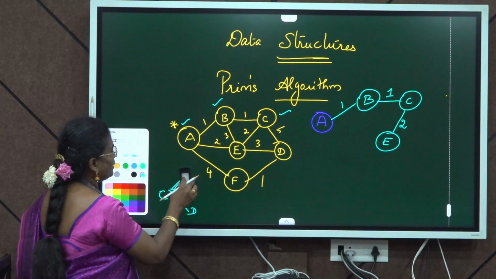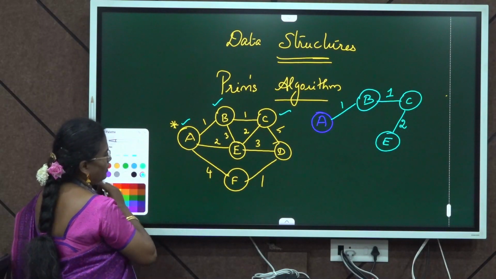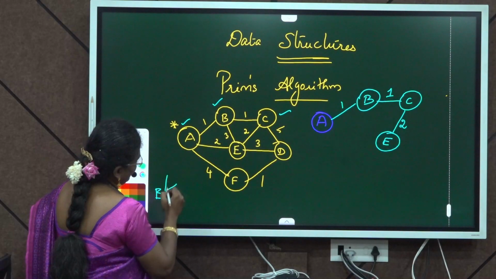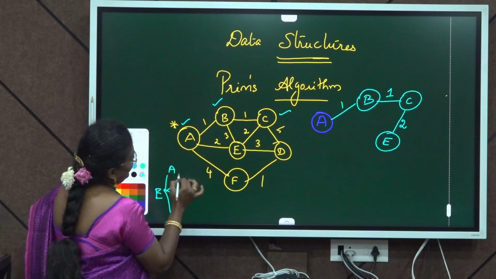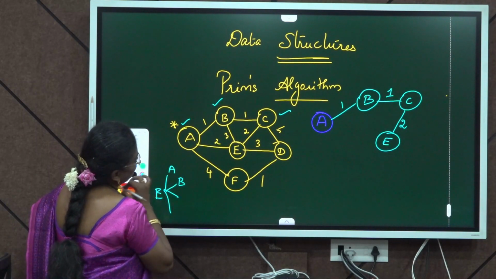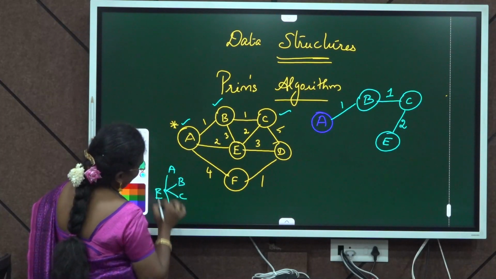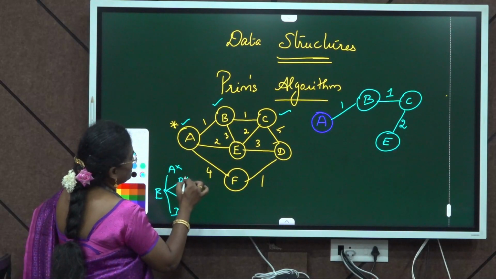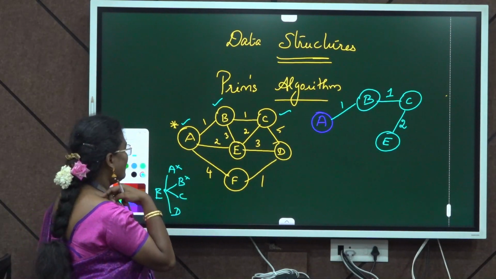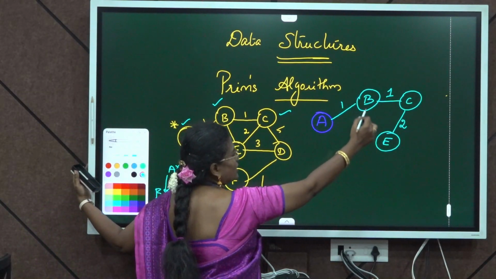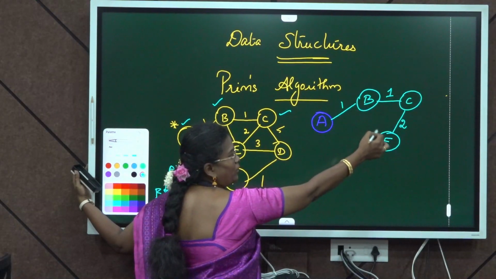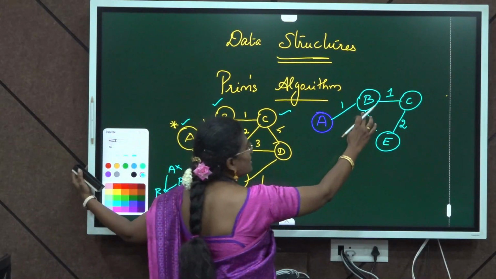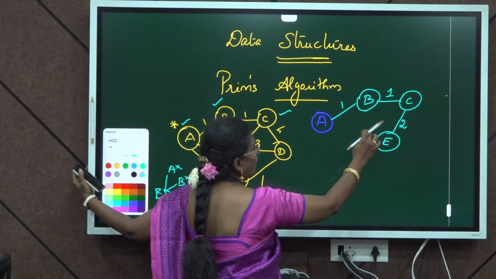Now, from node E, there are 4 outgoing edges: one to A, the other one to B, the other one to C, the other one to D. A and B, all those nodes are visited, so we are not going to consider them, because if we were to have any edge between A and E or B and E, what happens? This will become a closed loop. So, this will lead to a cycle, which violates the rule of a spanning tree.